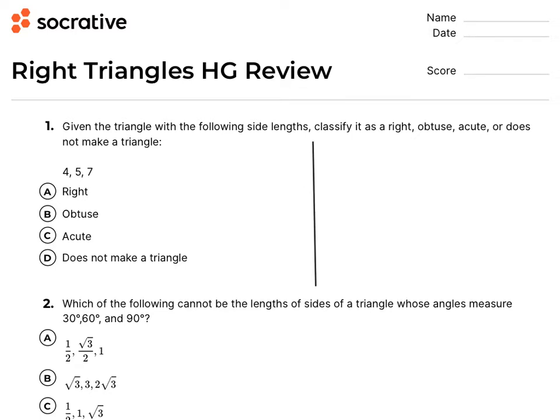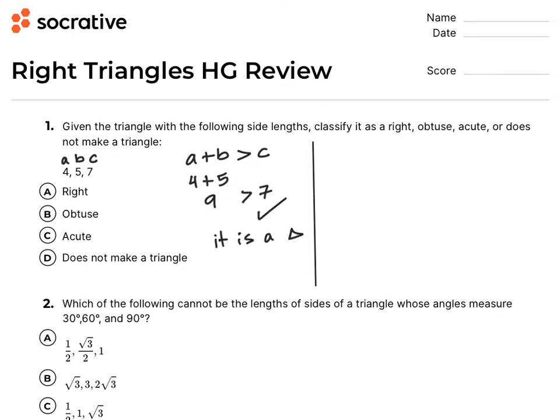So let's mark these 4, 5, and 7 as A, B, and C. If A plus B is greater than C, then yes, it is a triangle. It will form a triangle. So 4 plus 5 is 9, which is greater than 7. So yes, it is a triangle.